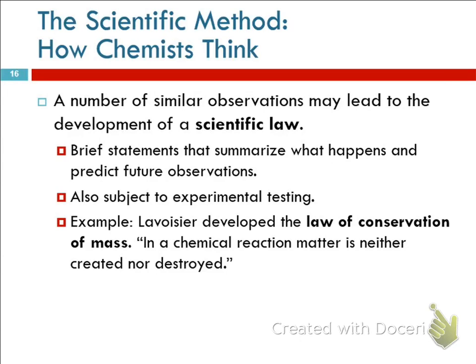When we have a number of similar observations, that may lead to the development of a scientific law. A scientific law is a brief statement that summarizes what happens, and it can be used to predict future events. So here I have a pen. You've heard of the law of gravity? What does the law of gravity say will happen when I let go of this pen? It's going to fall. It does that every single semester. It's so awesome. Law of gravity always works.